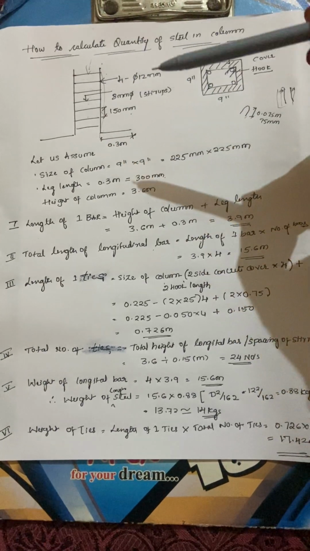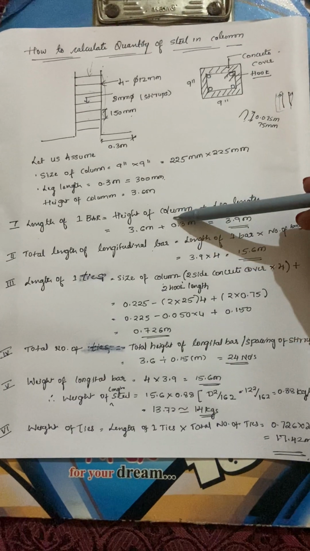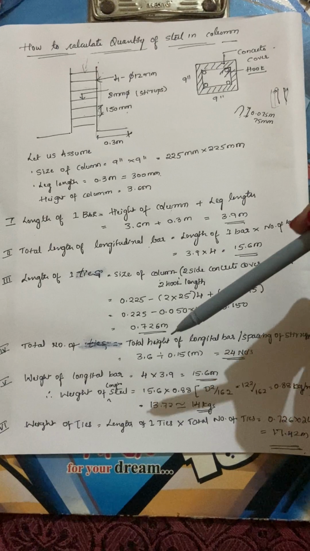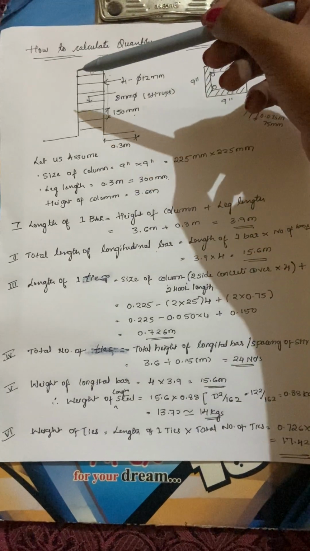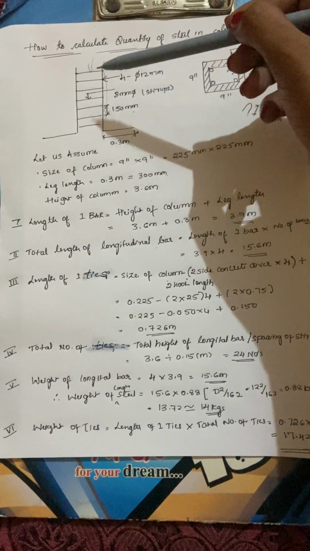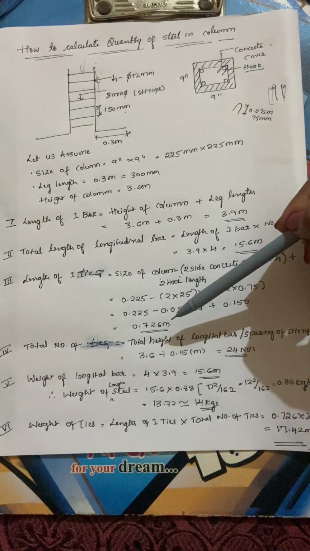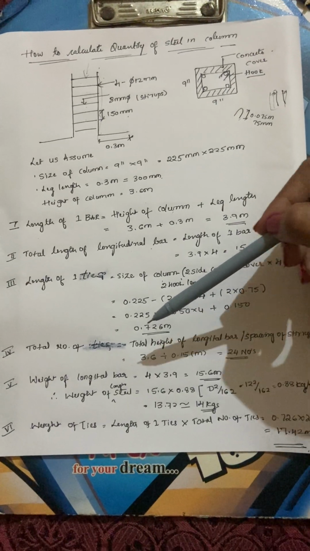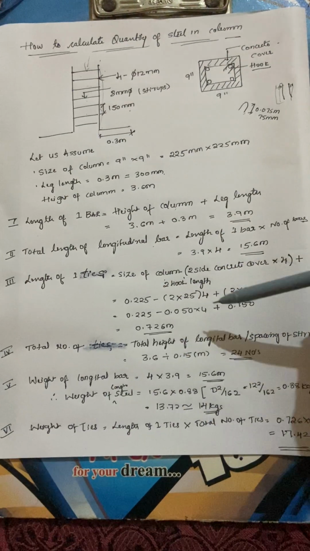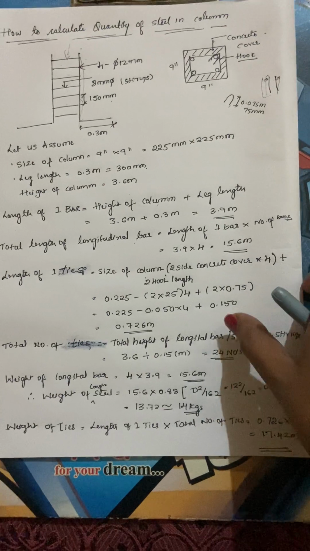So 4 into the total length of one bar, that is 3.9, we get 15.6 meter. That is for longitudinal bars. Similarly, since we know that there are 24 ties, and the length of each tie is 0.726 meter, so 0.726 meter into the number, that is 24, when we do, we will get 17.42 meter.